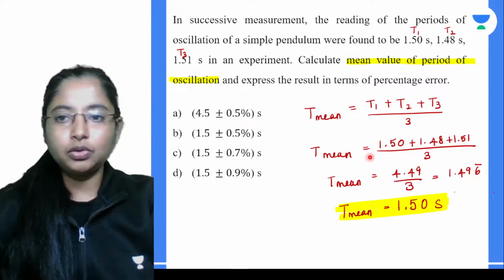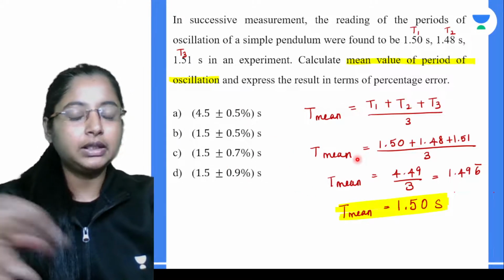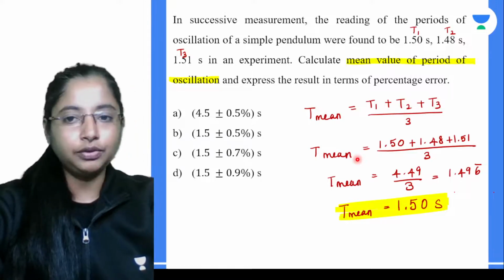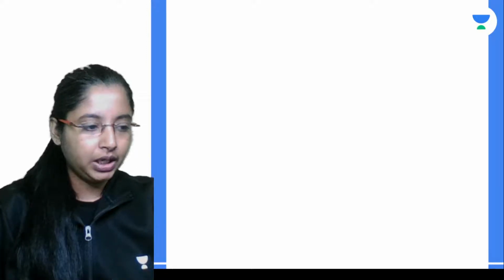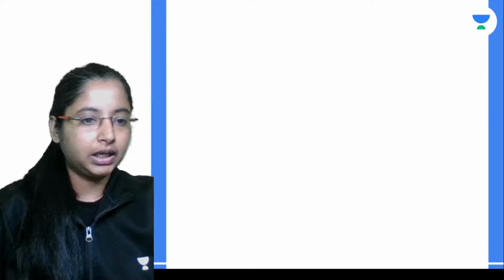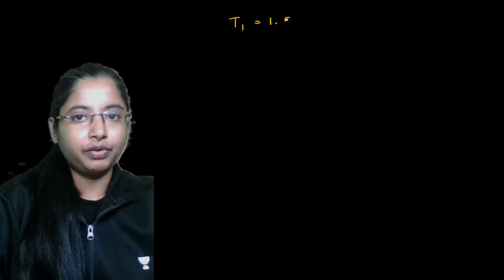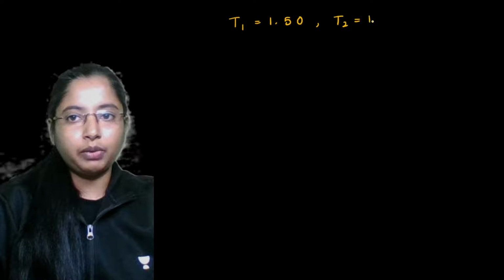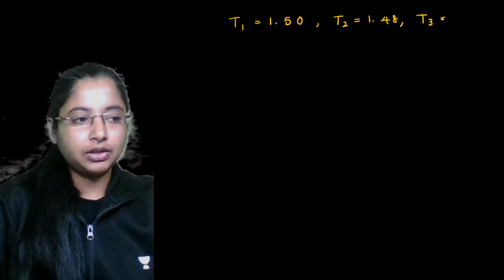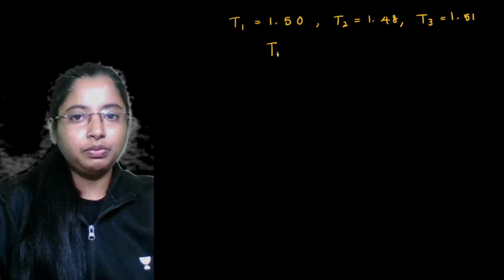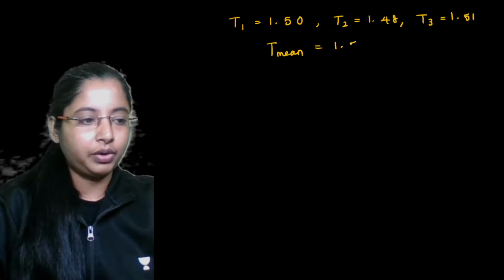So let me do this separately. If you want the answer, you can always go 5-10 seconds earlier to find the answer. What we want to do is find the absolute error. Let me quickly write down the values I have till now. I know the T1 value is 1.50, T2 is 1.48, and T3 is 1.51, and I found the mean time period to be 1.50.